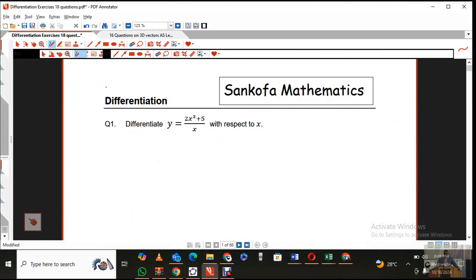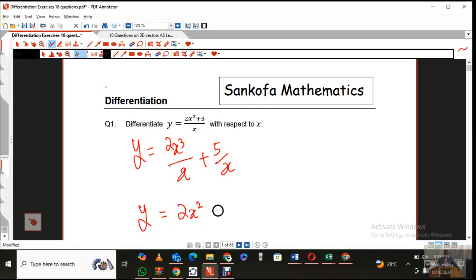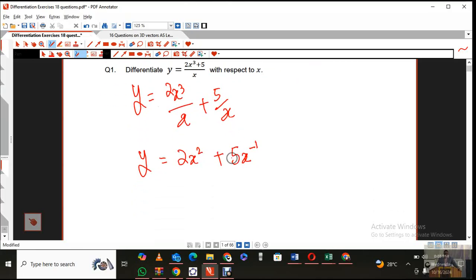The first question says differentiate y equals (2x cubed plus 5) all over x with respect to x. There are many ways you can do this. You can separate this, put everything over x, which makes it a little easier. This becomes 2x squared plus 5x raised to the power of -1. I hope you are familiar with the laws of indices. From here you can start differentiating with respect to x.